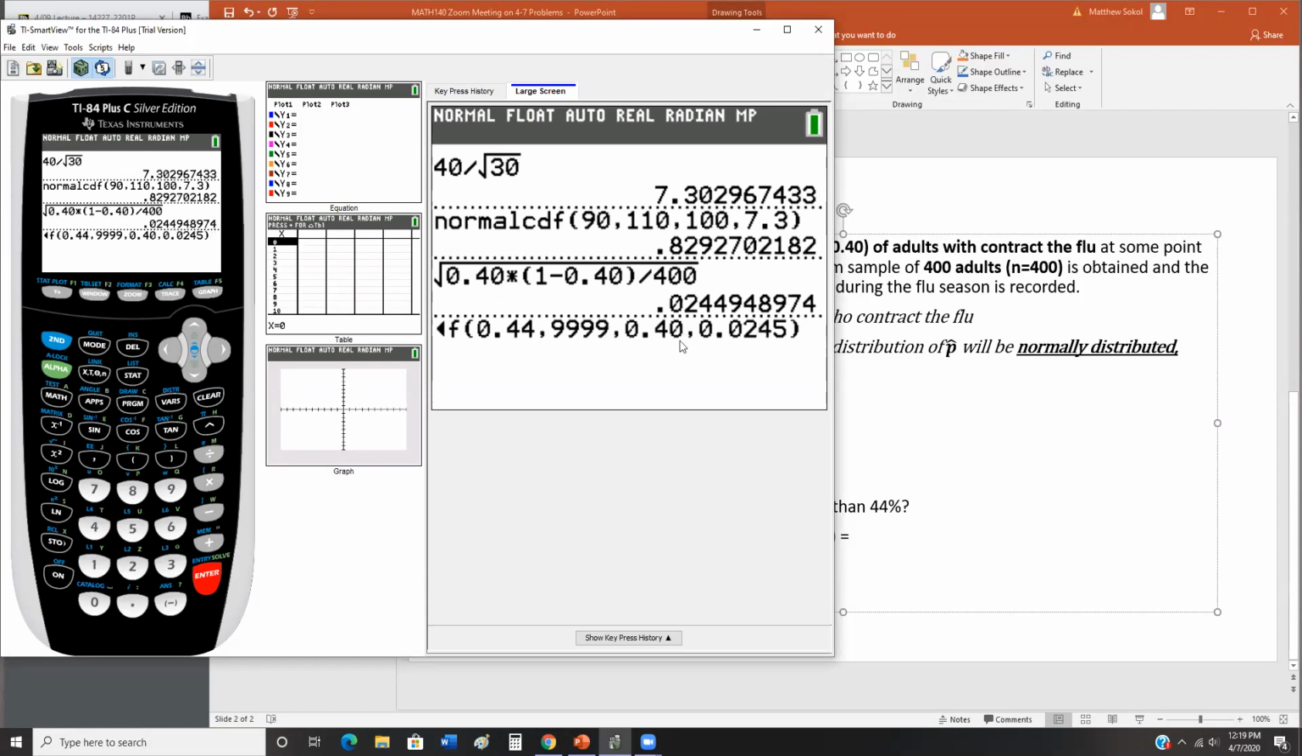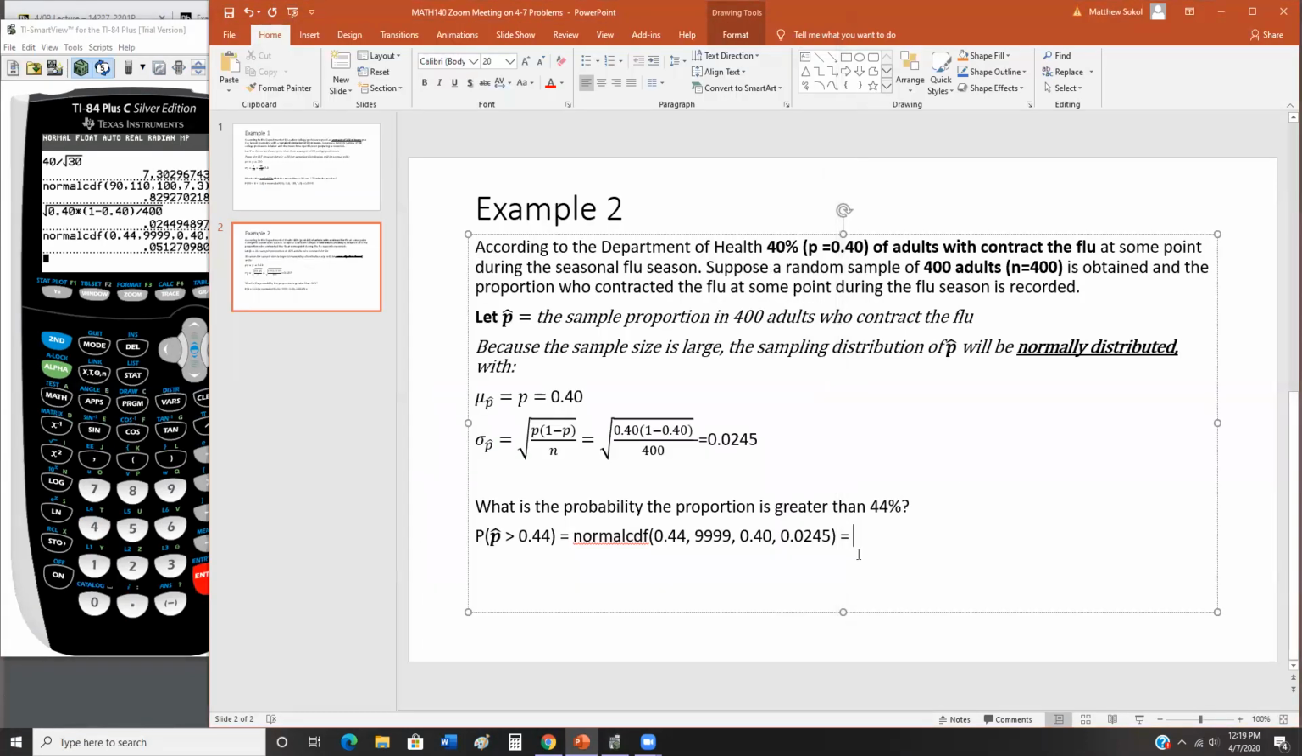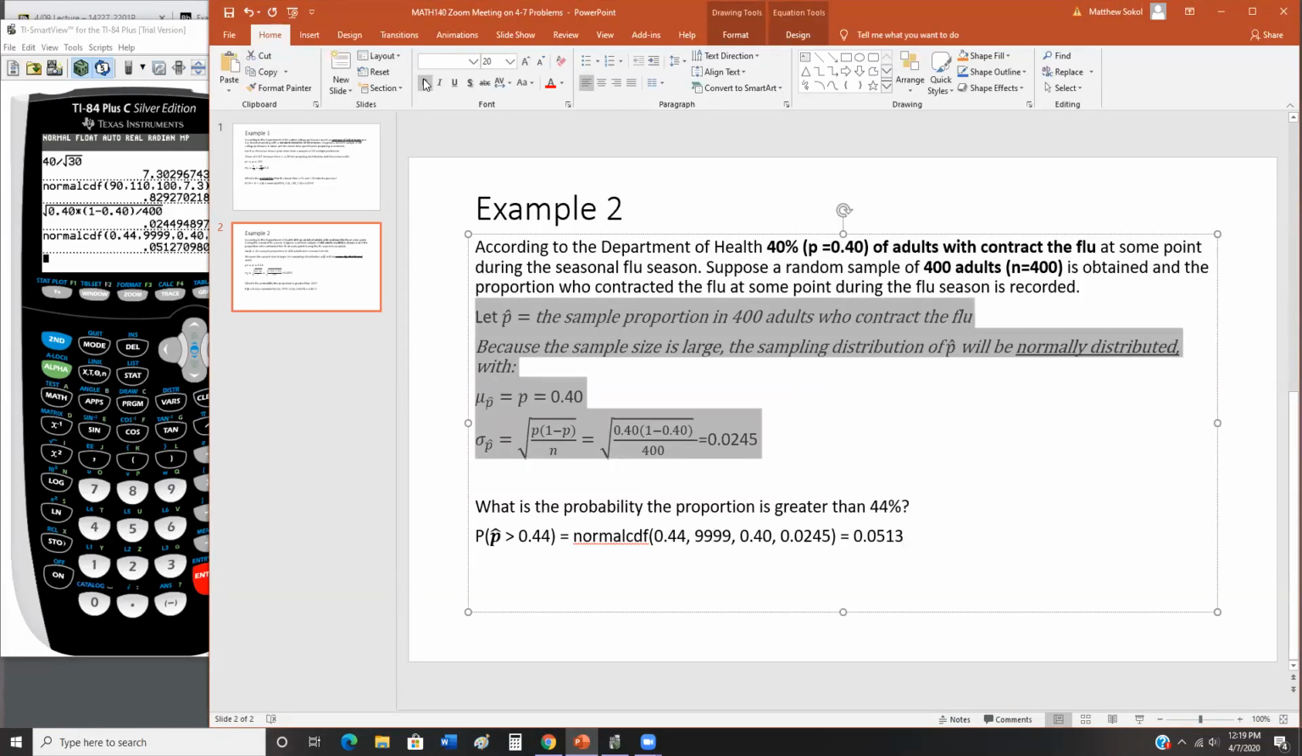Like if you have a TI-83, you have to plug this in. And it looks like the answer is 0.0513 when I round it to 4 decimal places. And that's how you tackle these problems, okay? I know it's a little confusing, but this right here is the key part. If you can do these calculations here, then it's just the normal CDF stuff, okay?